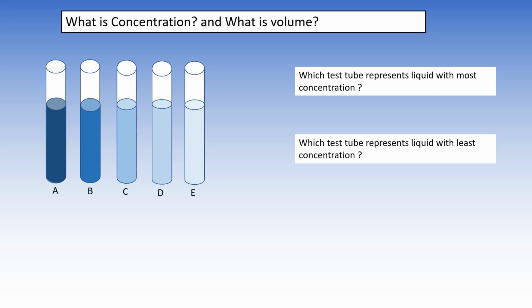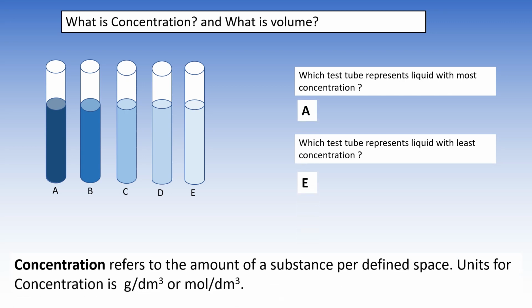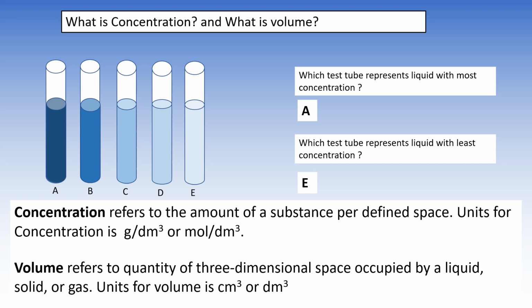If you had selected A for the most concentration and E for the least concentration, that's correct. As you can see, the test tubes show the amount of solute per given space decreases as you go from A to E. So what exactly is concentration? Concentration refers to the amount of substance per defined space. Units for concentration are grams per decimeter cube or moles per decimeter cube.